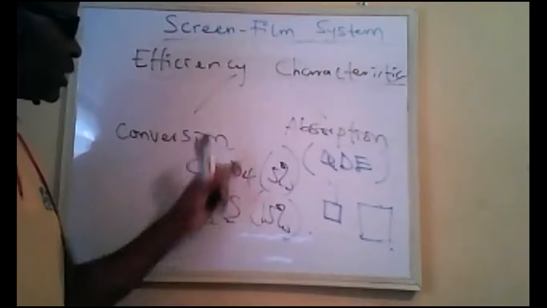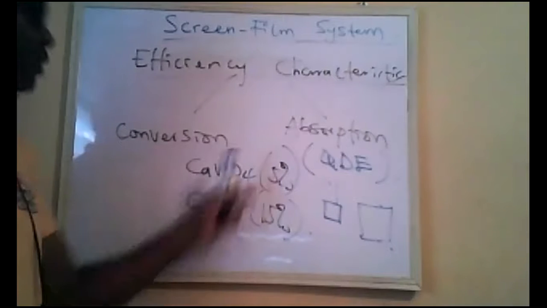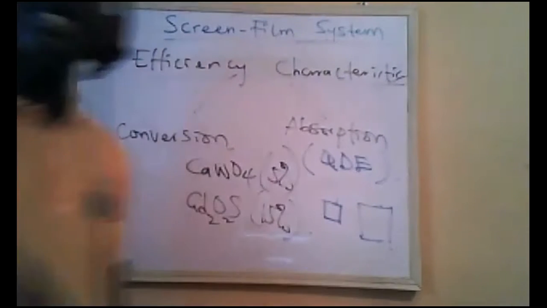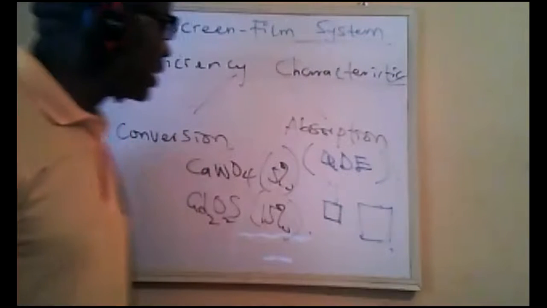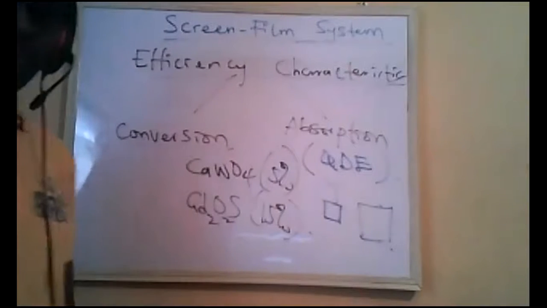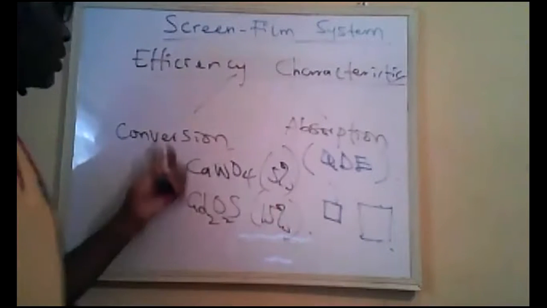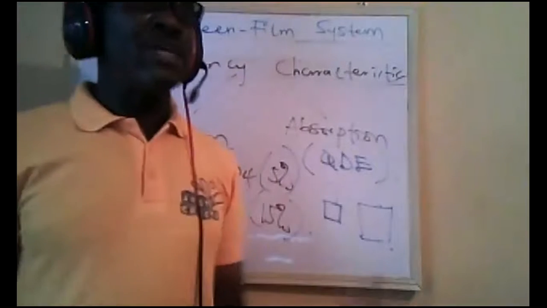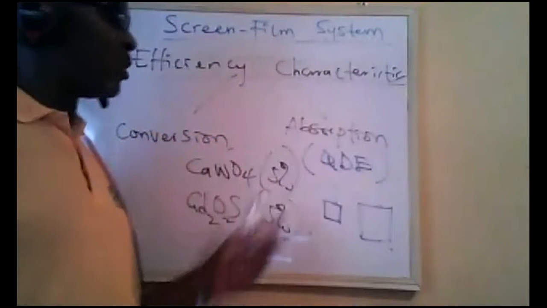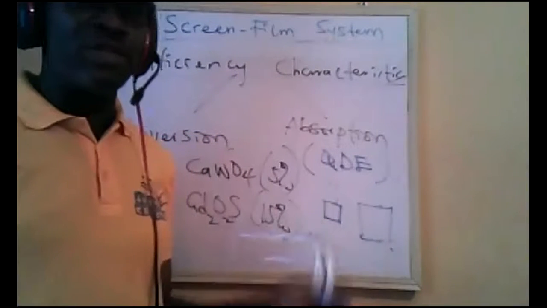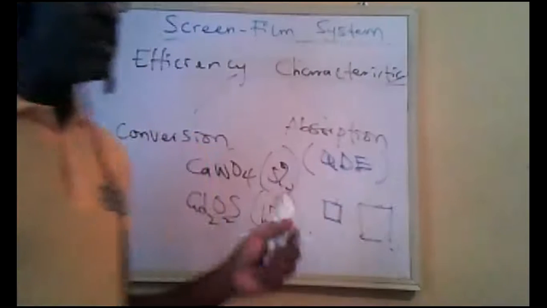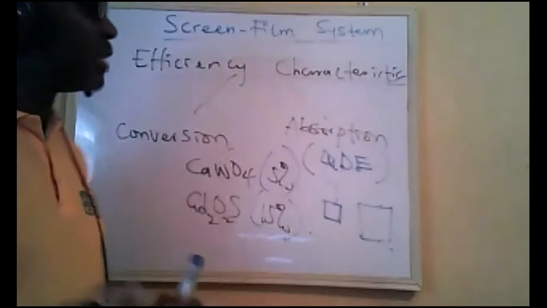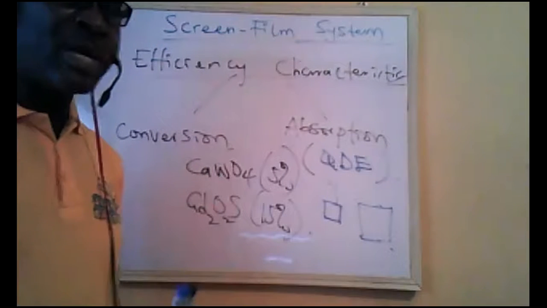Of course, that is why gadolinium oxysulfide has taken over from calcium tungstate as the right choice for a screen film system. Like I was saying, conversion efficiency has to do with so many factors. It doesn't depend so much on the thickness of the screen, but on so many things, including the inherent property of the screen itself.